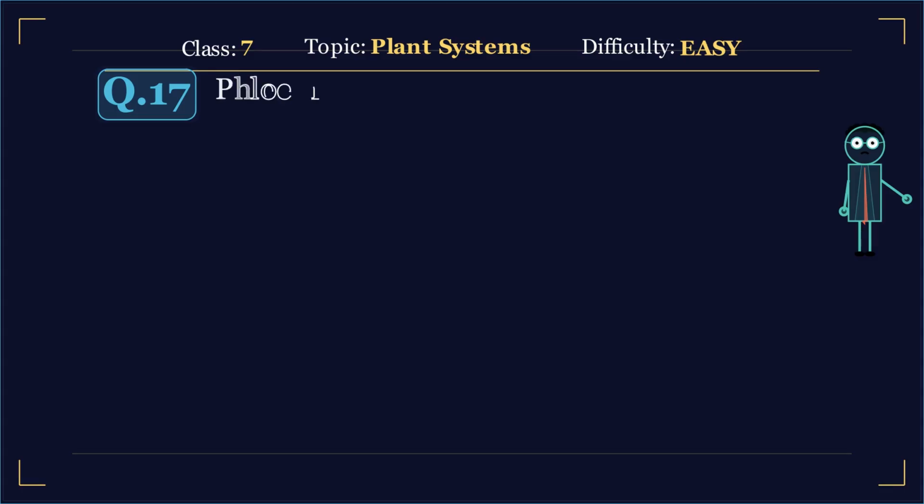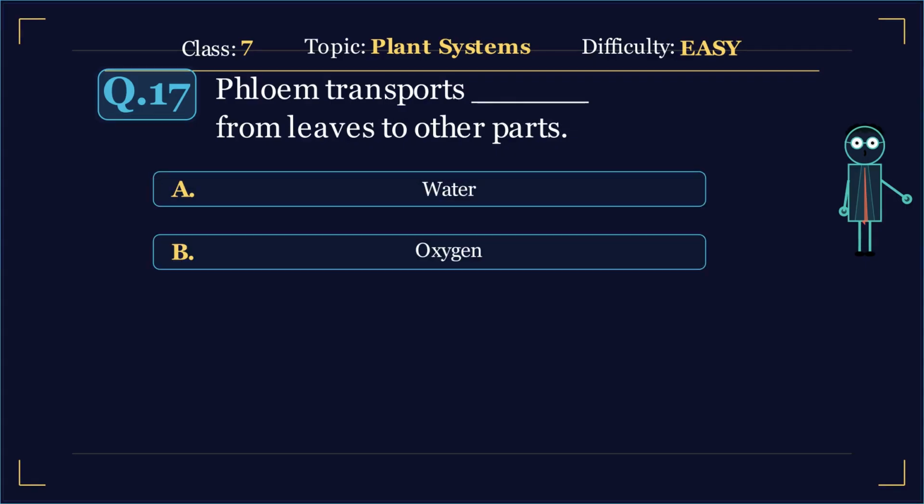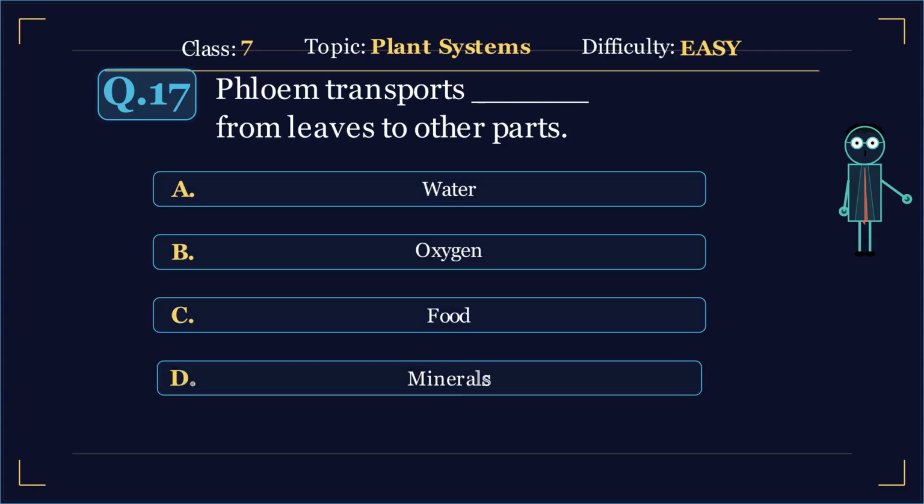Question 17. Phloem transports blank from leaves to other parts. Option A, water. Option B, oxygen. Option C, food. Option D, minerals.